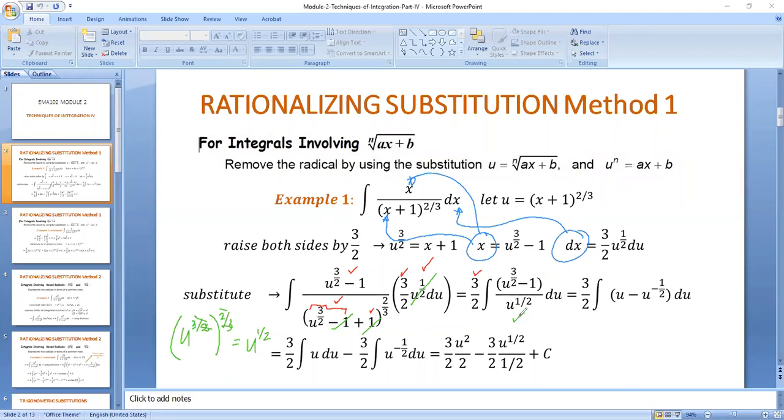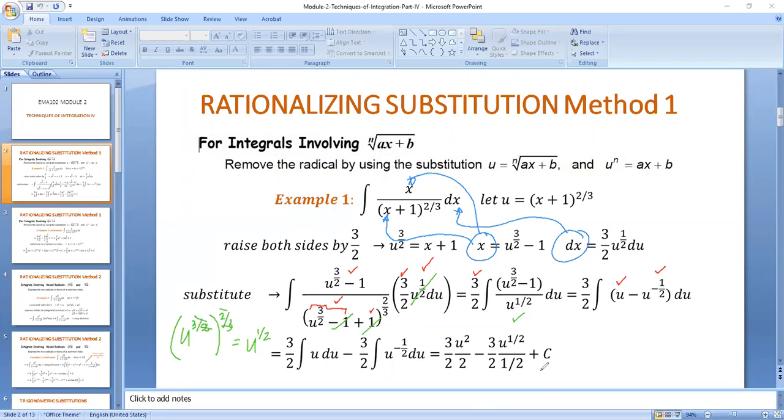Now this is now your integral. Simplify further by dividing your u raised to 3 halves minus 1 by u raised to 1 half. You distribute u raised to 1 half to these two. What happens? 3 halves minus 1 half is 1. U raised to 1. And negative 1 divided by u raised to 1 half is negative u raised to negative 1 half. Look at it. Isn't this a lot simpler now to integrate than the original expression that you have?